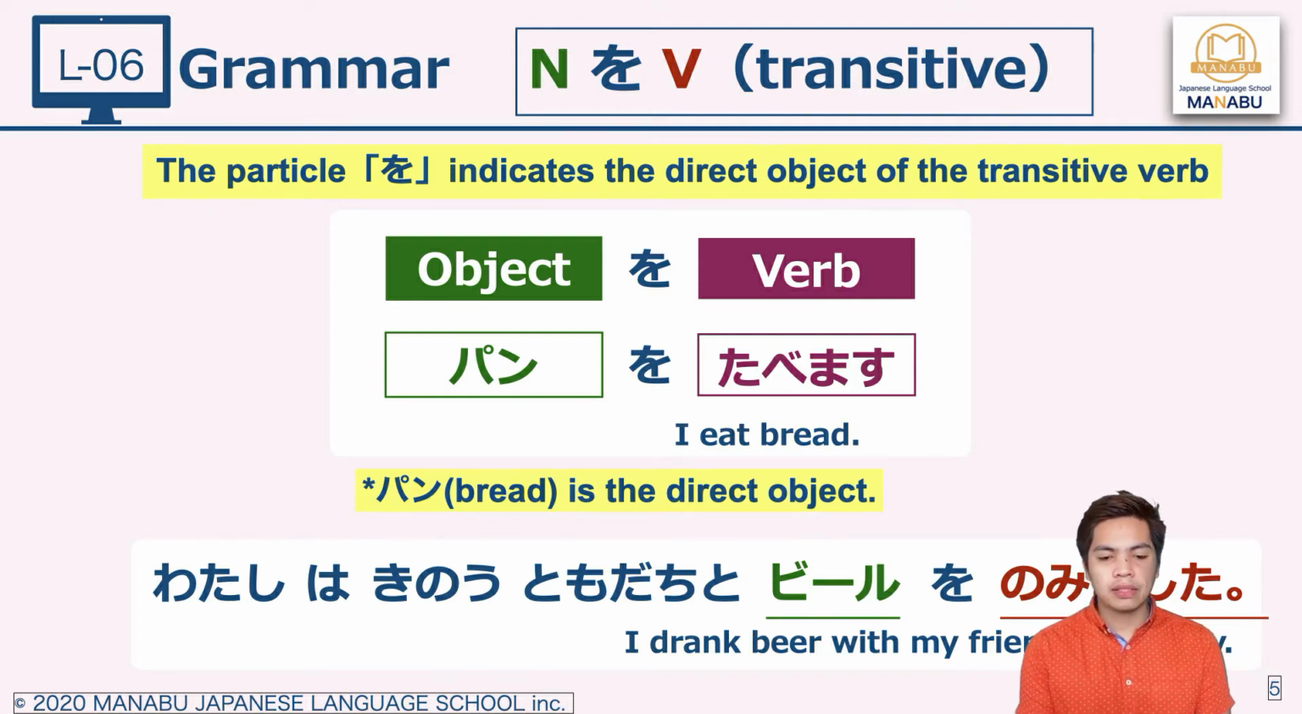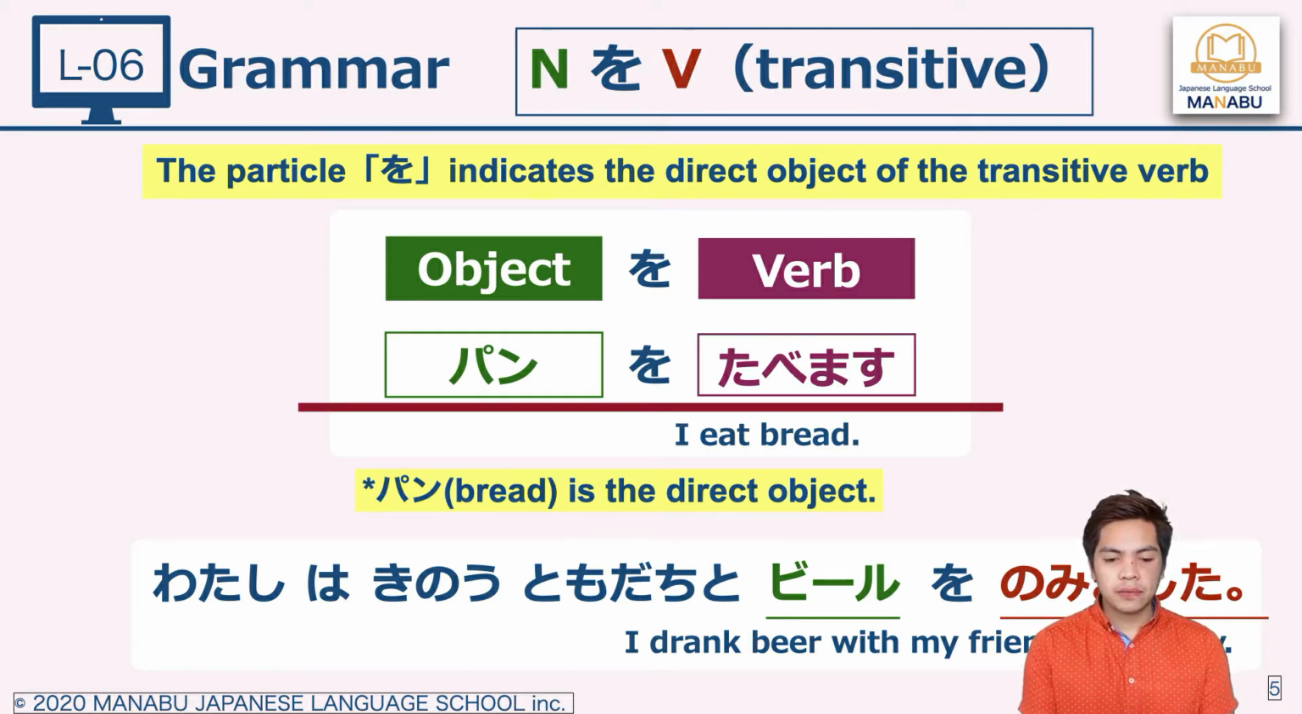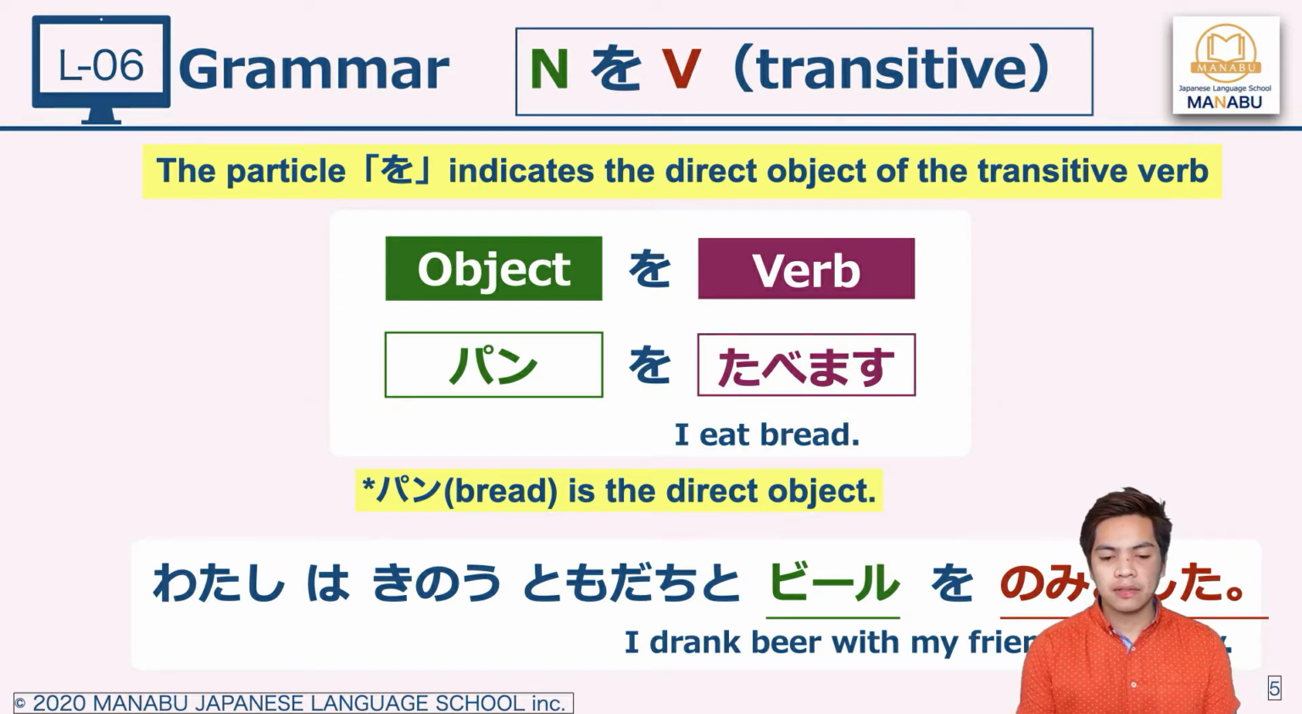So for example, let's follow the noun o verb or the object o verb pattern. Pan o tabemasu. So the word pan is written in katakana and it is followed by the particle o. So it is indicated that the word pan is the object of our verb, which is tabemasu. So tabemasu is to eat. It means I eat bread. So you can also insert watashi wa. Okay? Watashi wa pan o tabemasu. I eat bread.